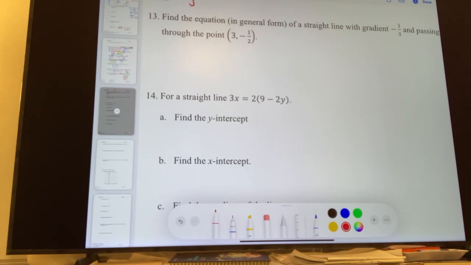In general form, the x should be in the front. So you have the x on this side and the y on that side, and it must equal 0. That means I have to move the x all the way to the front. So I can add 2x and then add 9 to move everything to the same side.